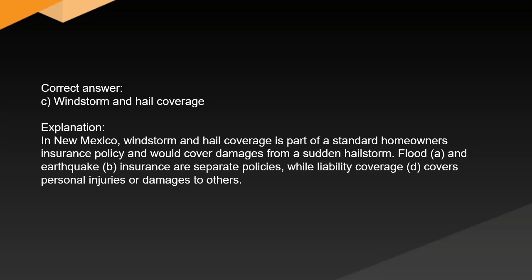Explanation. In New Mexico, windstorm and hail coverage is part of a standard homeowner's insurance policy and would cover damages from a sudden hailstorm. Flood and earthquake insurance, A and B, are separate policies, while liability coverage, D, covers personal injuries or damages to others.